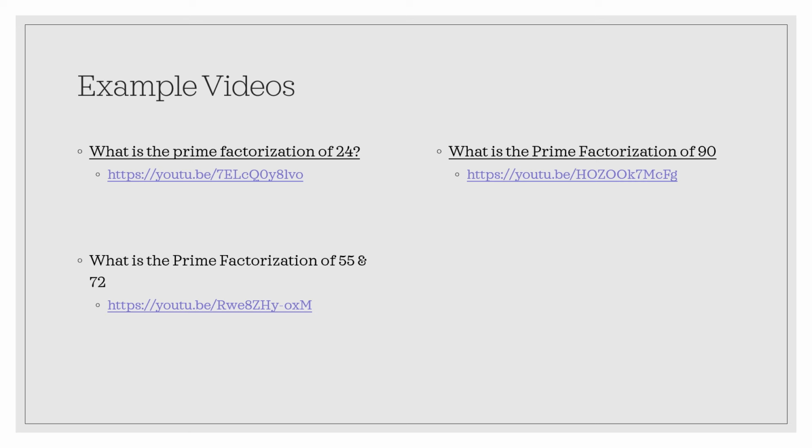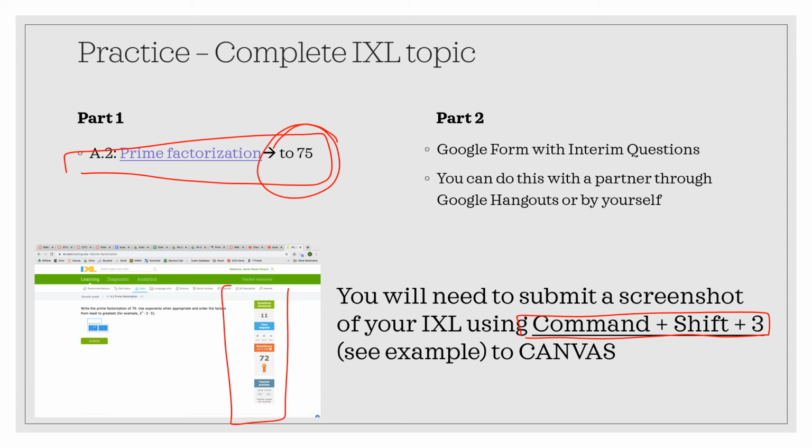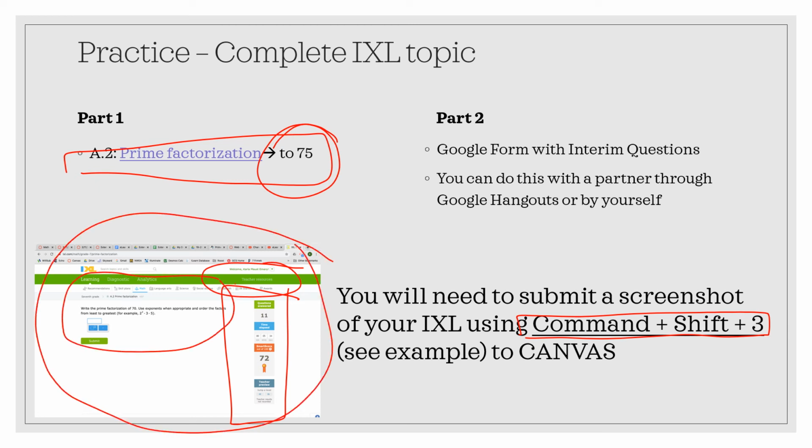And let's talk about our assignments. So your assignment for today is you need to complete this IXL topic 275. When you take a screenshot of it, you have to do Command-Shift-3. It should look like this. I should see this part of it. I should see this part of it. I should see this part of it. I should see all of this. Okay? Or else it won't be accepted.